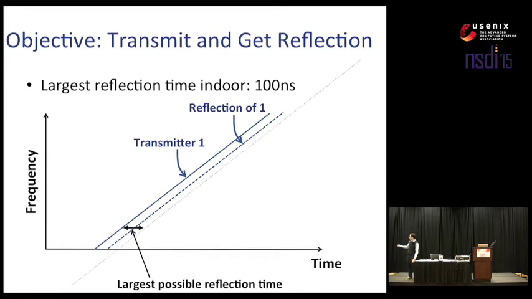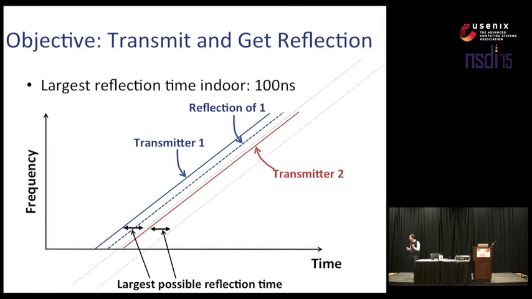So for example, over here, I can transmit the second transmitter. And any reflection coming after it will correspond to the second transmitter, and any reflection arriving before it will correspond to the first one. And I can do the same thing for the second transmitter, and so on and so forth.